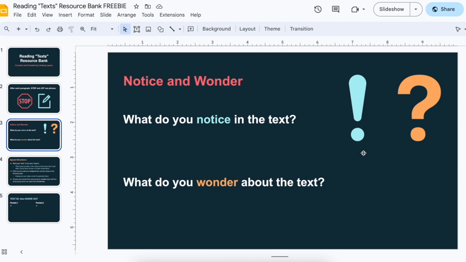And you could norm or talk to students about what it means, but you could literally notice anything, just something that stands out to you. So that's the notice. And then the question, right? This is a literal question they are asking. They are saying, here's what I notice in the text.